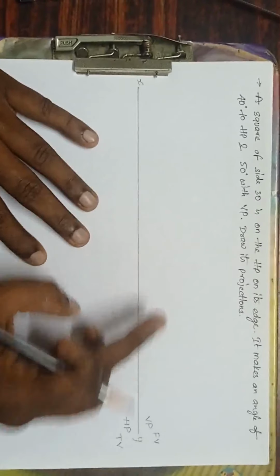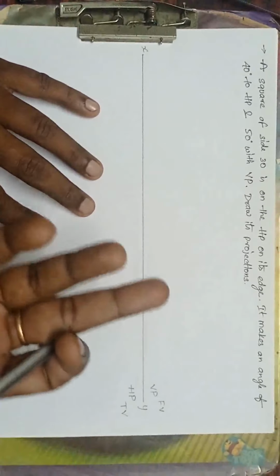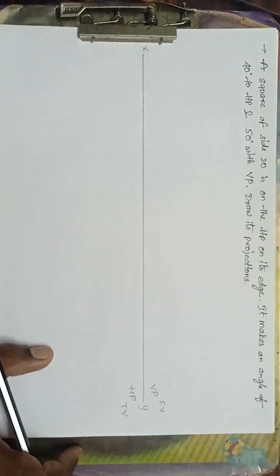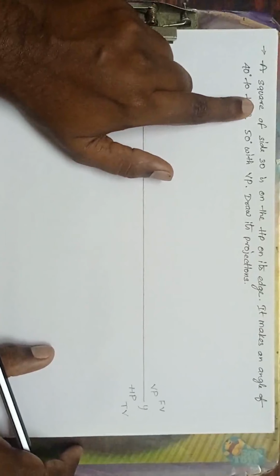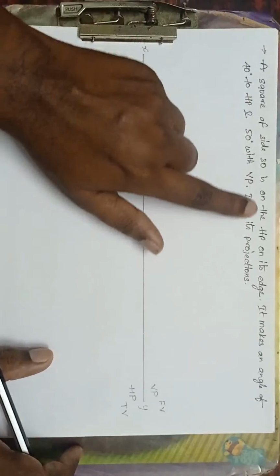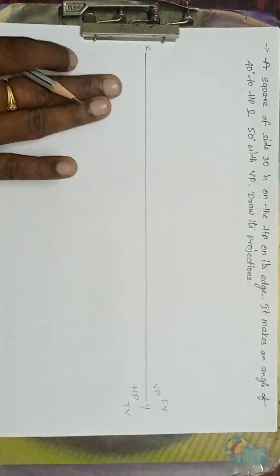He has not given the gap above the HP or in front of the VP. In such conditions, you can take any gap you wish. Now, first I would like to draw the square. Where to draw the square? The square should be on the HP, so I have to draw it here.